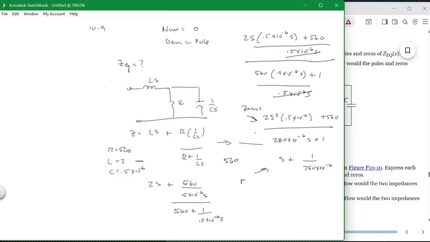These would be my poles. But this is the expression you would get. That's really all you have to do with that one. Okay? Again.